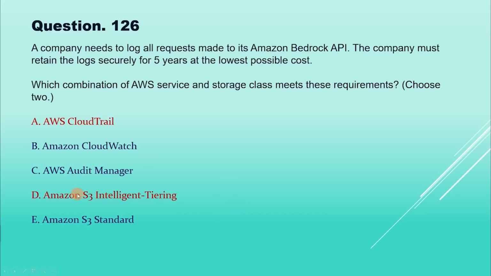AWS CloudTrail and Amazon S3 Intelligent-Tiering. Because AWS CloudTrail records all the API calls made to AWS services, including Amazon Bedrock, and provides detailed logs of these interactions. So it is the primary service for tracking and logging the API requests. So option A is correct for that reason. And Amazon S3 Intelligent-Tiering is a cost-effective storage class designed to optimize cost for data with unknown or changing access patterns. So it automatically moves the data between frequent and infrequent access tiers based on usage, ensuring cost efficiency while meeting the long-term retention requirement. So option A and option D are correct here.